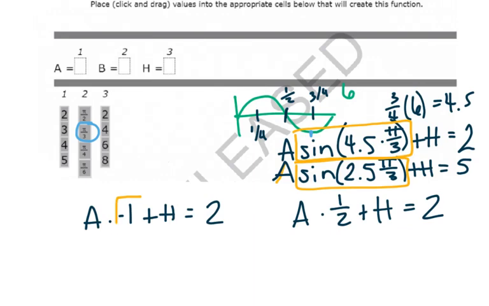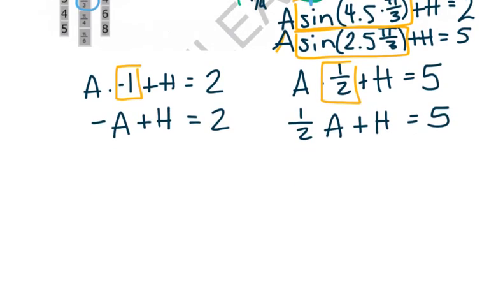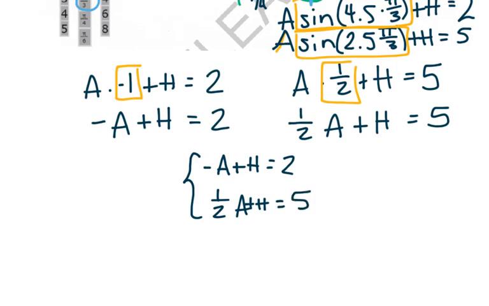Okay, so here's what I got. When I did the first one, I got -1, and when I did the second one, I got 1/2. And now I'm just going to clean it up a little bit. I would never write a times -1, I would just write -a. And this is why this problem is so difficult, because what you actually have is a system of equations. Oh, there's a plus sign there, equals 5. And that's from math 1.